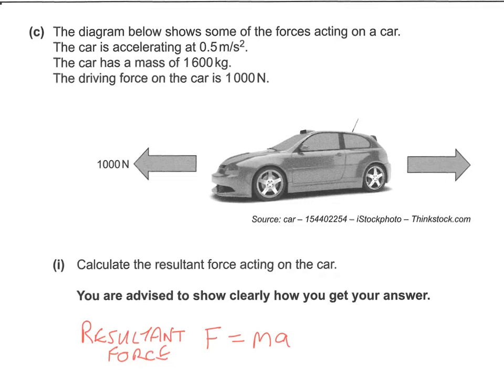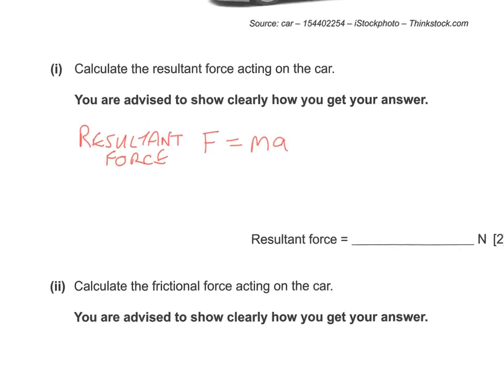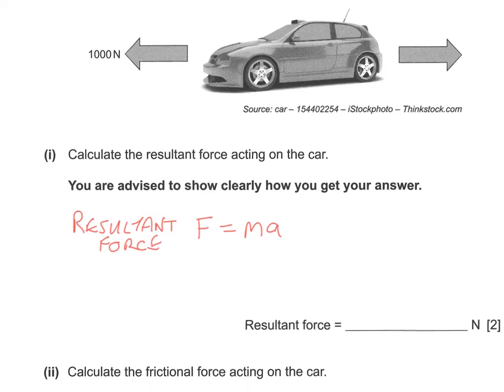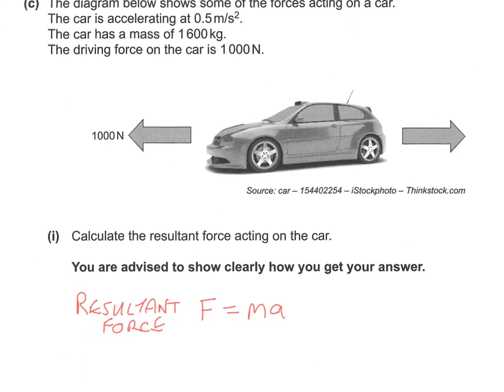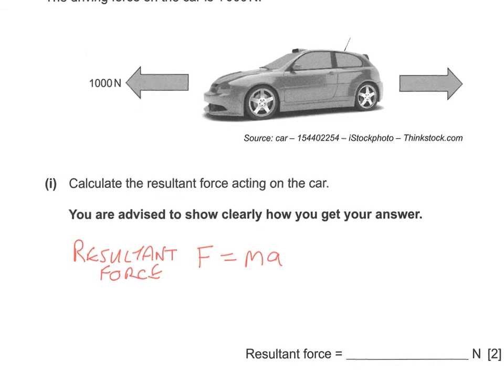So we have Newton's second law telling us that the resultant force F equals ma. We have the acceleration and the mass of the car, so it should be a simple job to get the resultant force. Okay, so we just fill in the mass. Remember, the mass is 1600 kilograms and the acceleration is 0.5. And if we multiply those, we get 800 newtons.